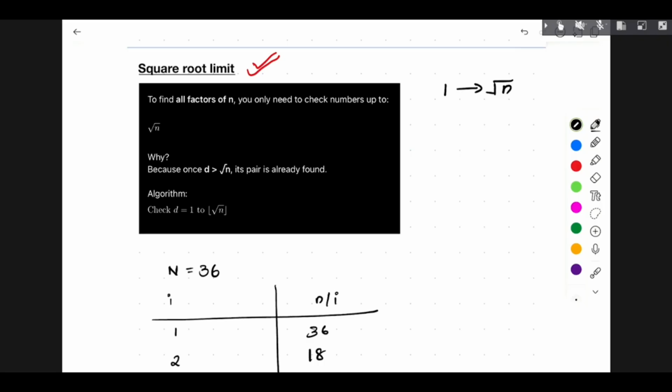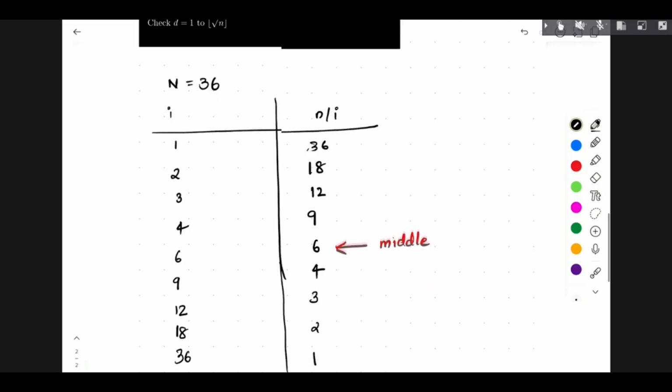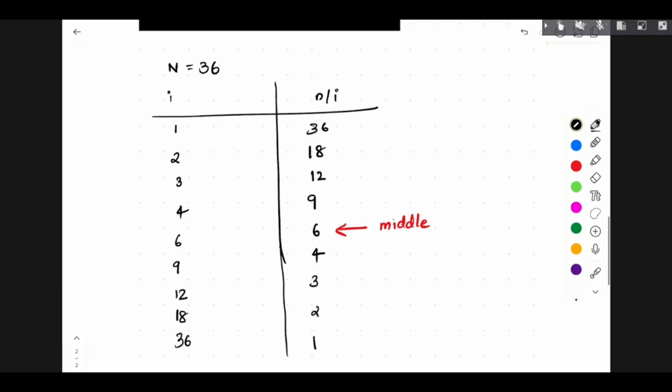So this many times only we have to run. To find all factors of n, you need to check the numbers up to root n only. Why? Because the other divisor is always greater than root n. Okay, so we will understand it better. So let's say our n is 36.